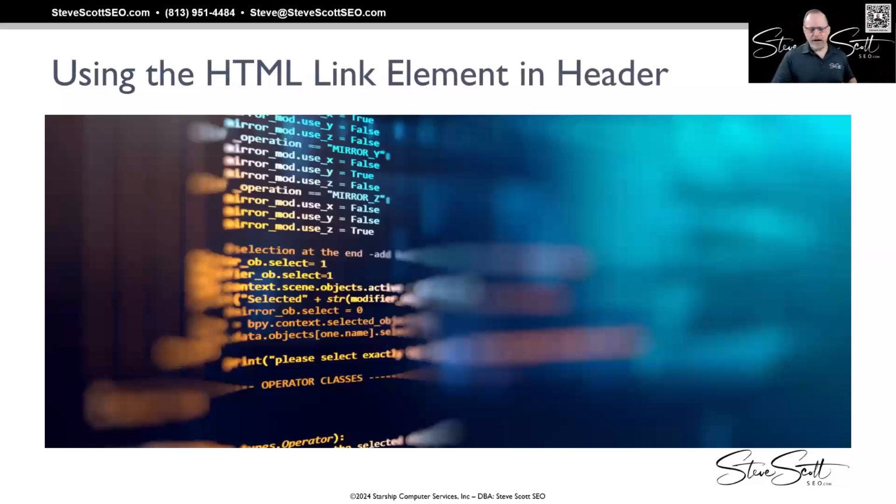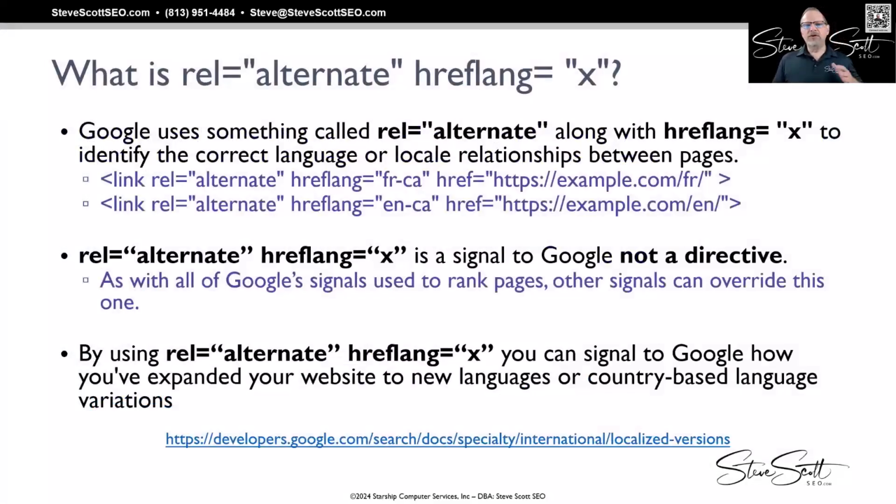Let's start to get into our part 2 session here and talk about using the HTML link element in your headers, all right? So Google uses something called a rel alternate along with an hreflang equals X to help identify the correct language or locale relationship between pages. So you might say something like rel equals alternate hreflang equals fr-CA, French Canadian, and then this is the URL where the French Canadian version of the page would be found.